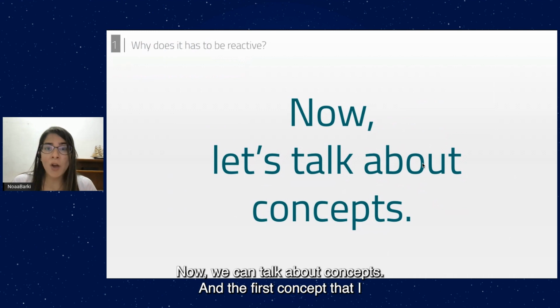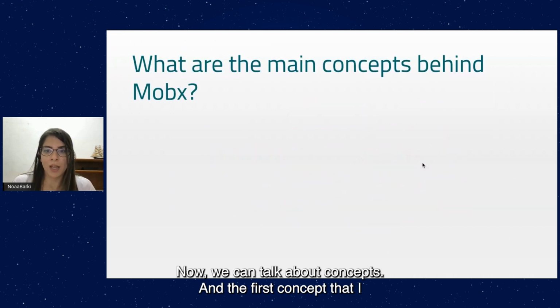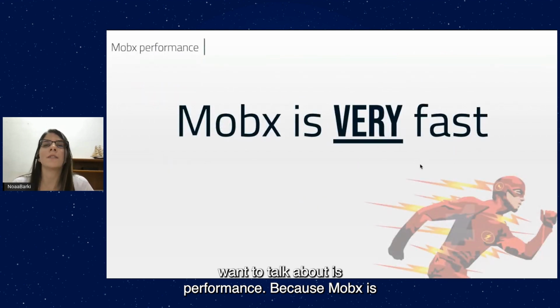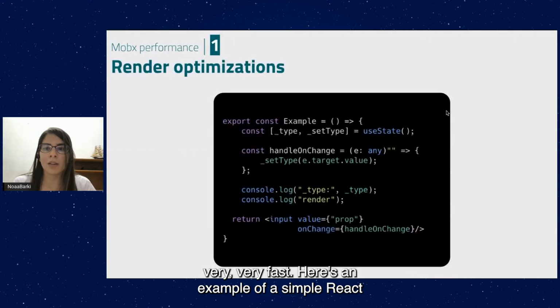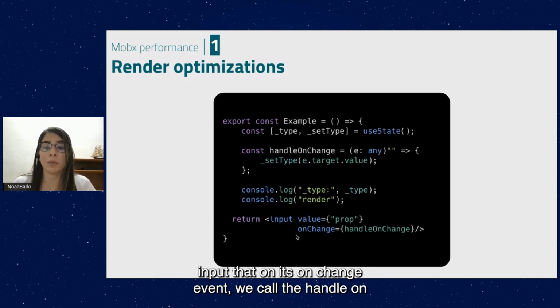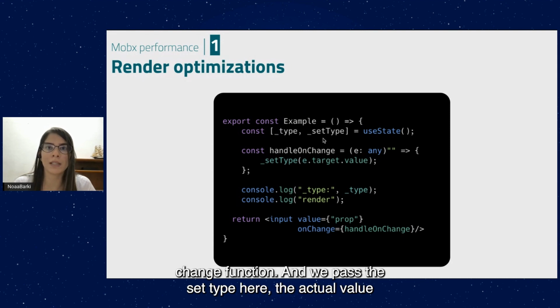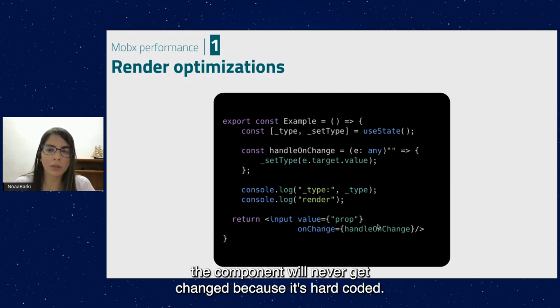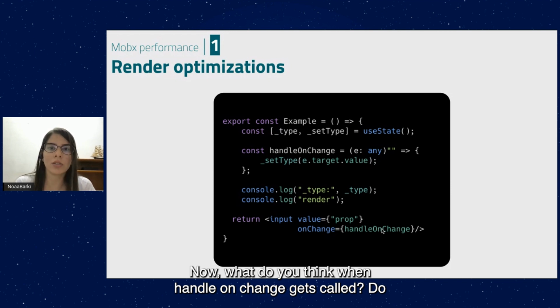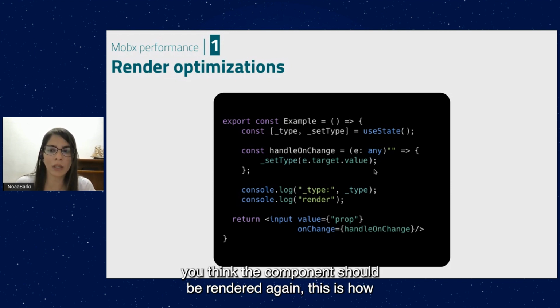Okay, now we can talk about concepts. And the first concept that I want to talk about is performance, because MobX is very, very fast. Here's an example of a simple React component using React hooks. As you can see here, we have an input that on its onChange event calls the handleOnChange function, and we pass to setType the actual value of the input. Now, I want you to notice that the actual prop of the component will never get changed because it's hard-coded. Now, what do you think? When handleOnChange gets called, do you think the component should re-render again?